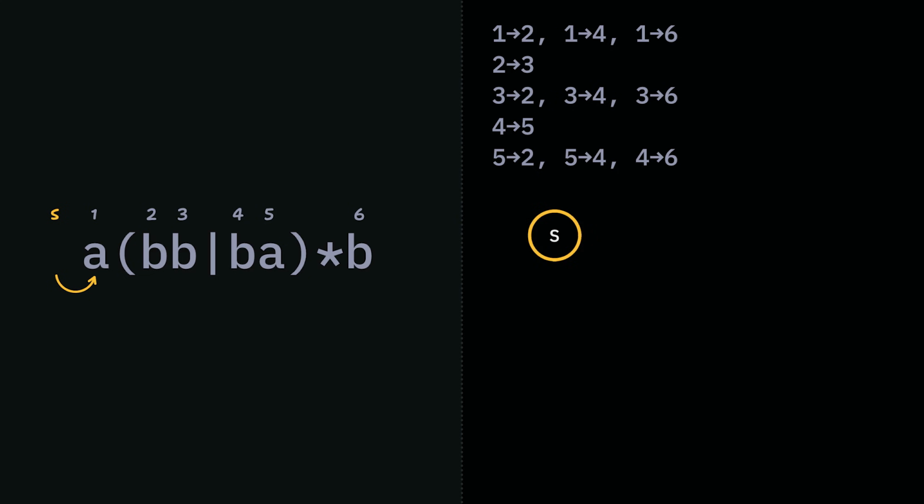We then ask this question. For every symbol in our alphabet, what positions would be active next if we saw that symbol? For S, the answer is simple. If we see an A, we'll activate position 1. We start to build up the states in our DFA in this way.